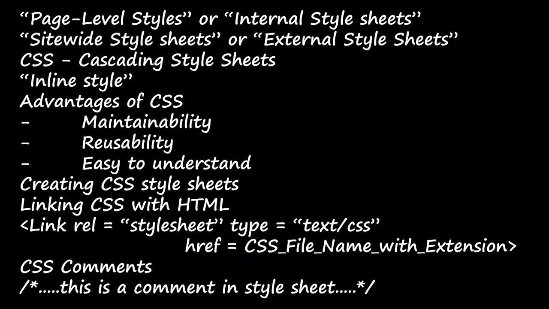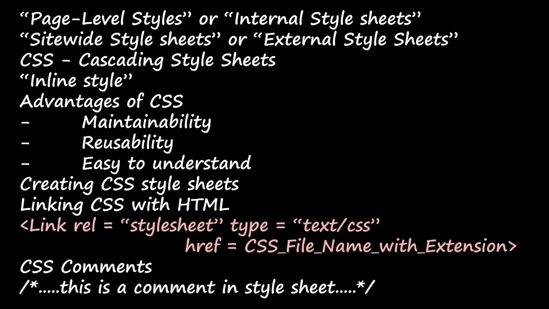And about creating a CSS style sheet, it is the same as HTML, right? You open Notepad, type the CSS code, and save it with a name and the extension .css, right? How will you link it with the HTML? You will use this line. You will have link rel equal to, inside double quotes, stylesheet, type equal to, inside double quotes, text/css, href equal to the CSS file name with extension, right? And they have given two examples, and then the CSS comment.